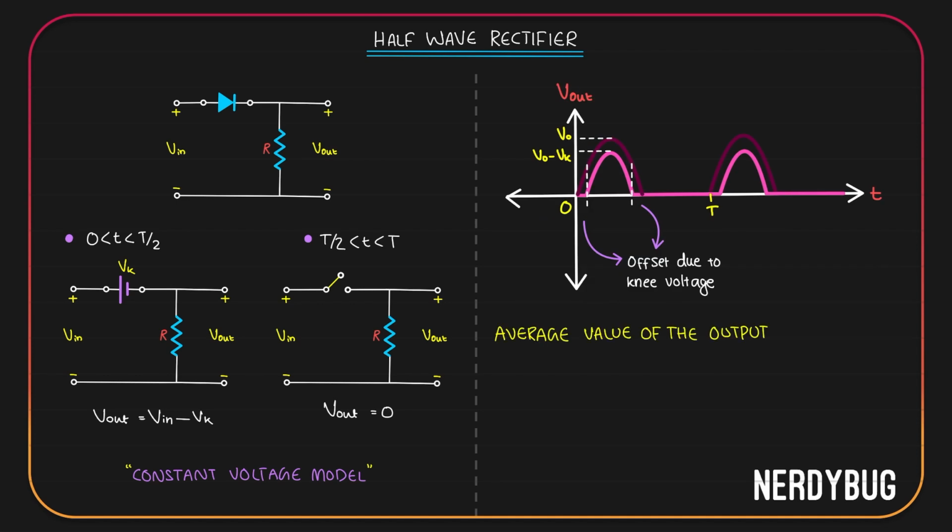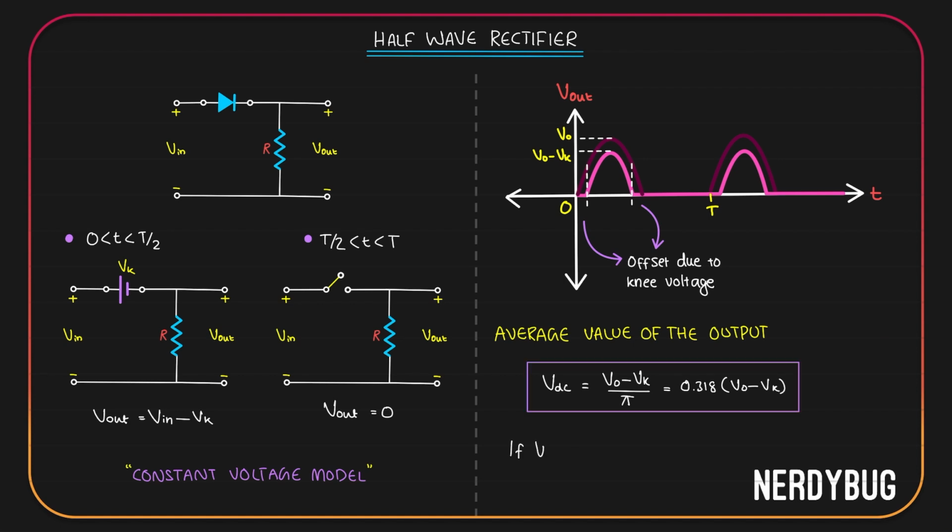Let's try to find the average value of this output. Previously, when we took the ideal diode model, the average or the DC value was the peak divided by pi. Here also we can use the same expression because the wave still has the same shape. The only difference is peak is now V0 minus Vk. So we can write V DC is V0 minus Vk divided by pi, or 0.318 times V0 minus Vk.